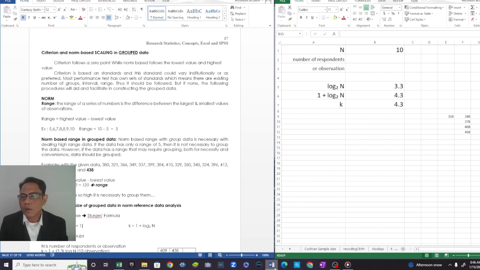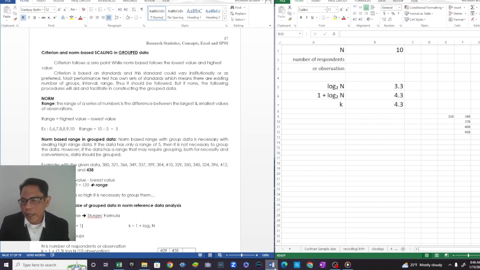Most performance tests have their own standards, which means that there is an existing number of groups, intervals, and range. Thus, it should be followed. But if none, the following procedure will aid and facilitate in constructing the group data. So we'll do norm first.